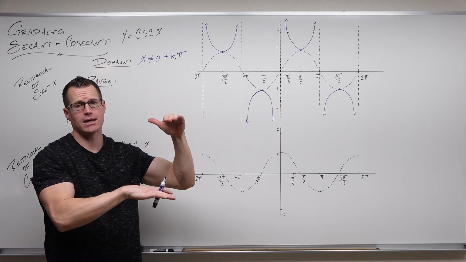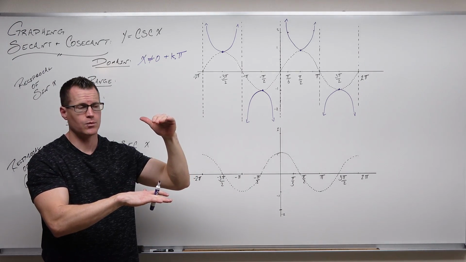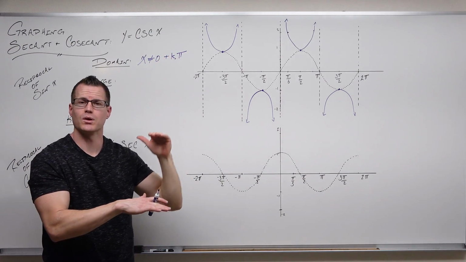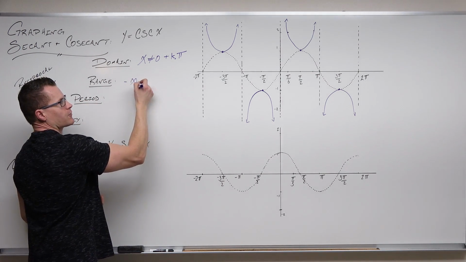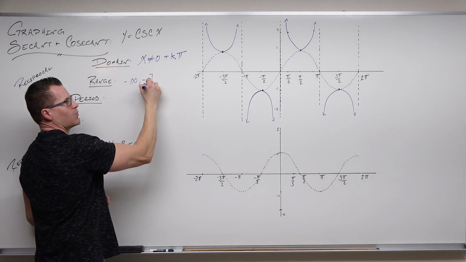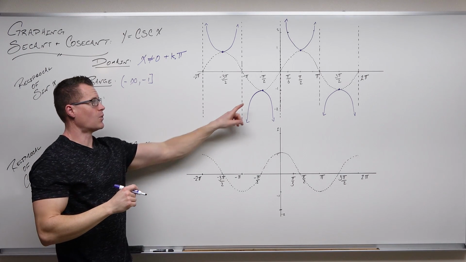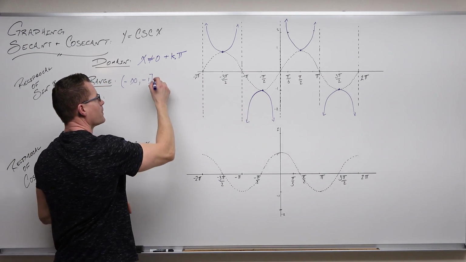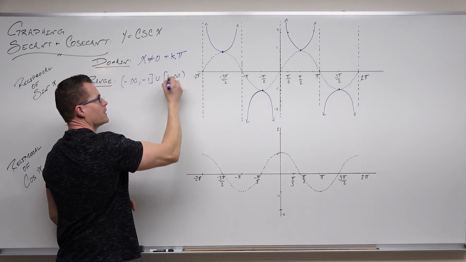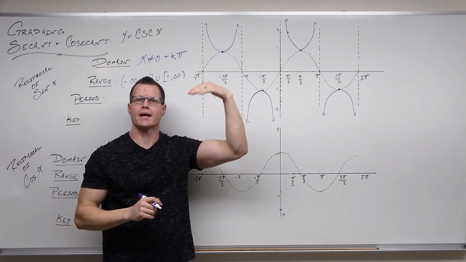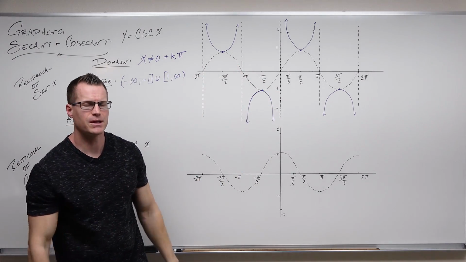Now our range. We actually cannot get anything between -1 and 1. We get above 1 and we get below -1. And how we write that for our range is -infinity to -1. We actually do get -1. There is a point there. And then 1 to infinity. We actually do get 1 and everything above that. And so that's our range.